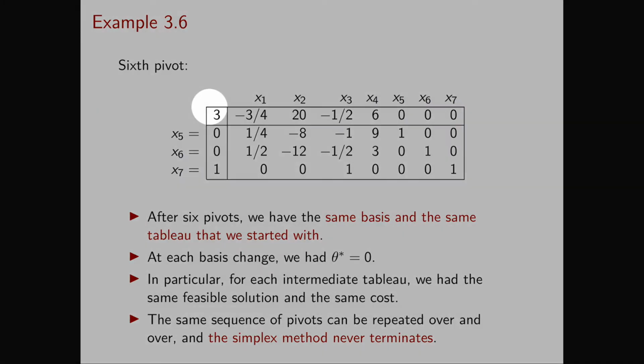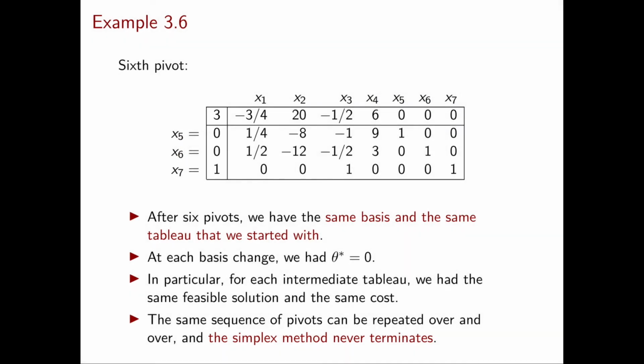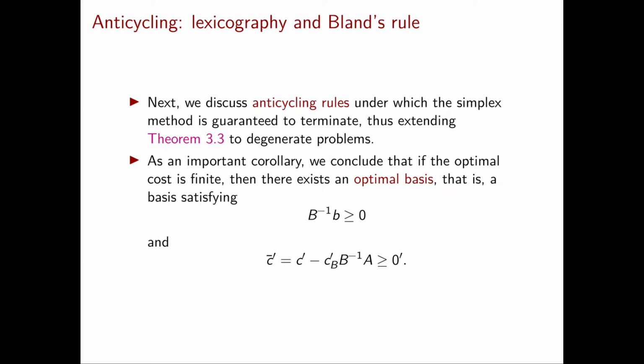In particular, the 3 here never changed, so the cost was always minus 3. This means that the simplex algorithm with this pivot rule will keep cycling forever. In fact, if we continue with the simplex algorithm from this tableau, in 6 more pivots, we will obtain once again the same tableau, and this cycle will repeat forever, so the simplex method will never terminate. Now, this example shows that using this pivot rule, the simplex method may cycle.